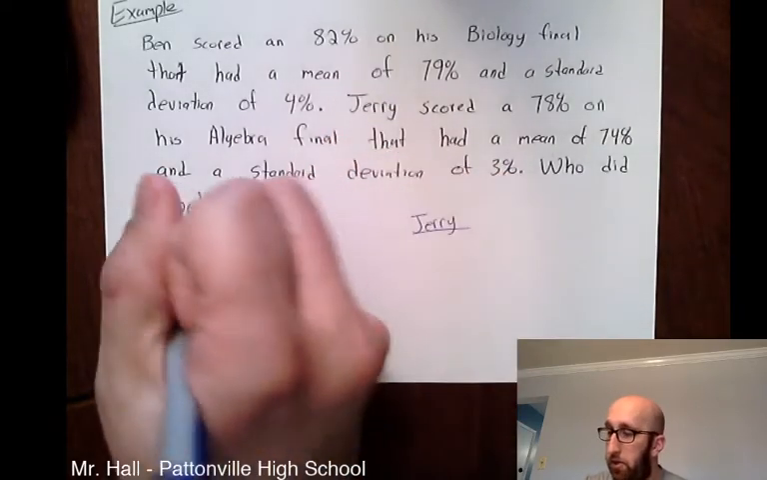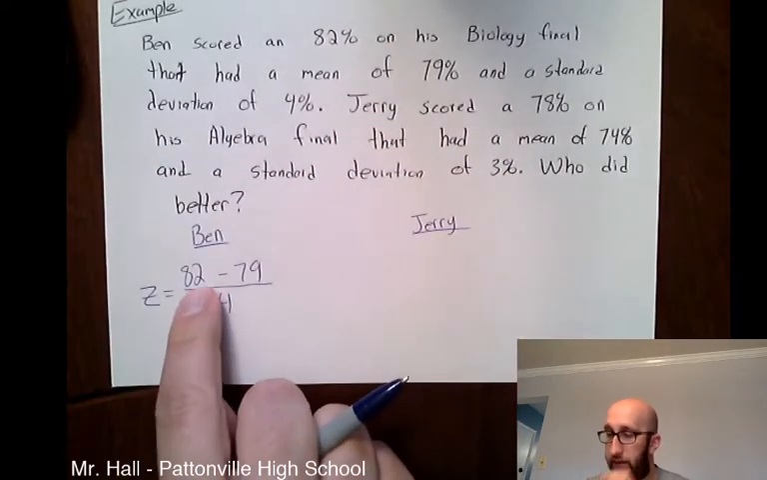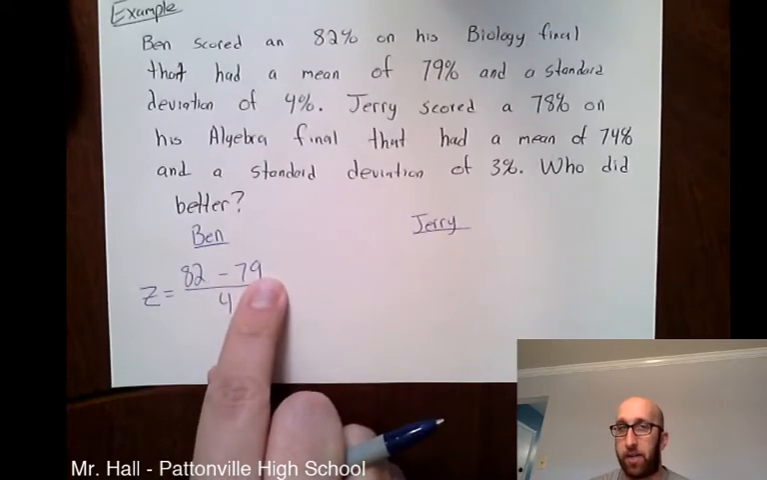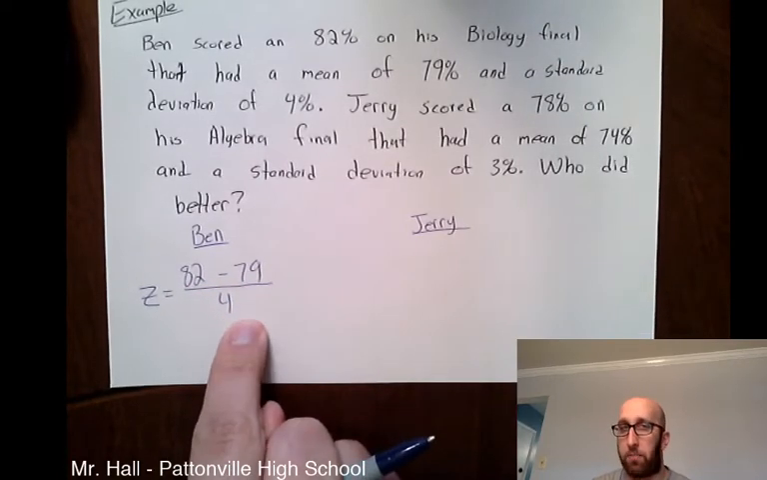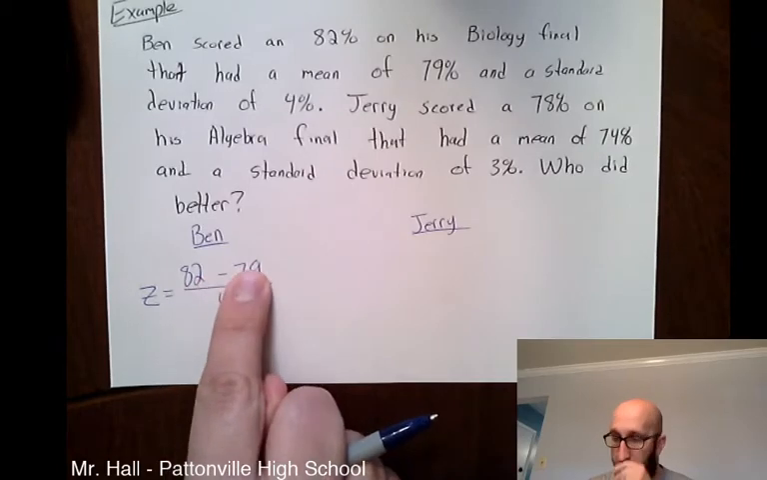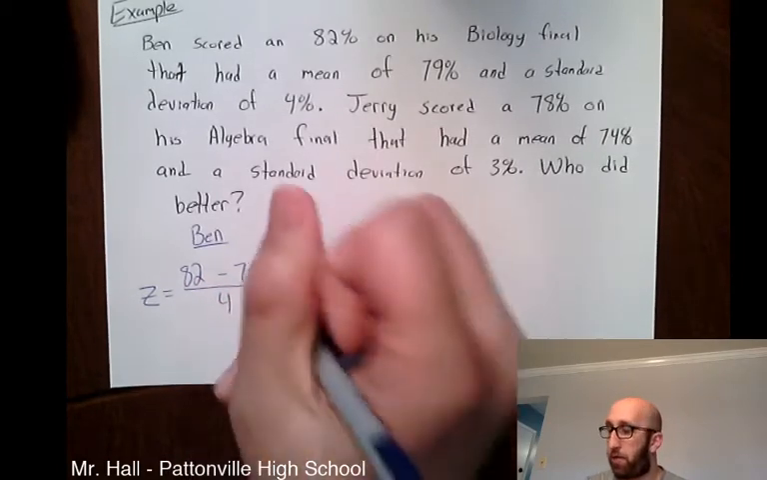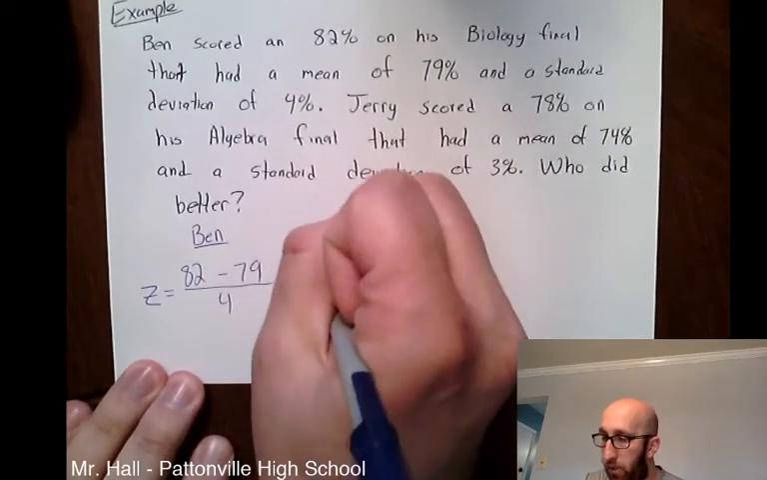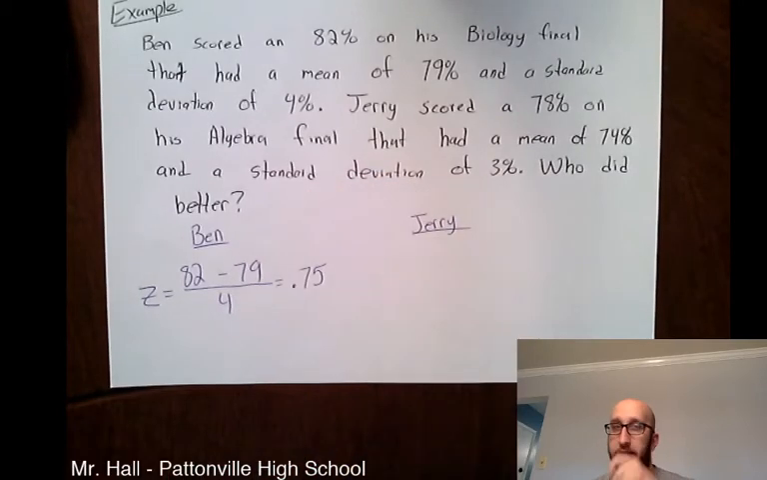Well, Ben got an 82%, so that's going to go here. We're going to take 82 minus 79, then we'll divide by 4. So 82 minus 79 is 3. 3 divided by 4 is 0.75. So Ben has a z-score of 0.75.